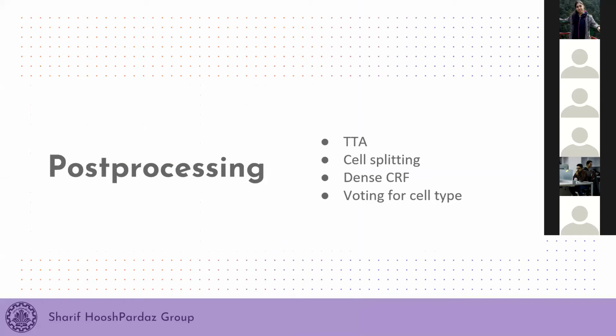So now we have reached the post-processing part. This part was an essential part of our work. In this part, we use various methods to further increase the accuracy of our method and transfer the semantic segmentation output of our model into an instance segmentation result. The pipeline we used consists of these steps: test time augmentation, cell splitting, dense CRF, and voting for cell type.